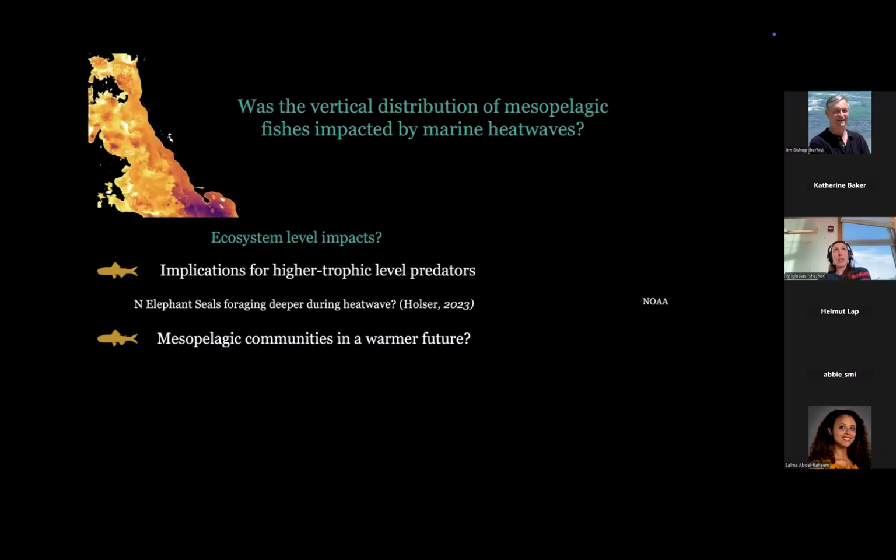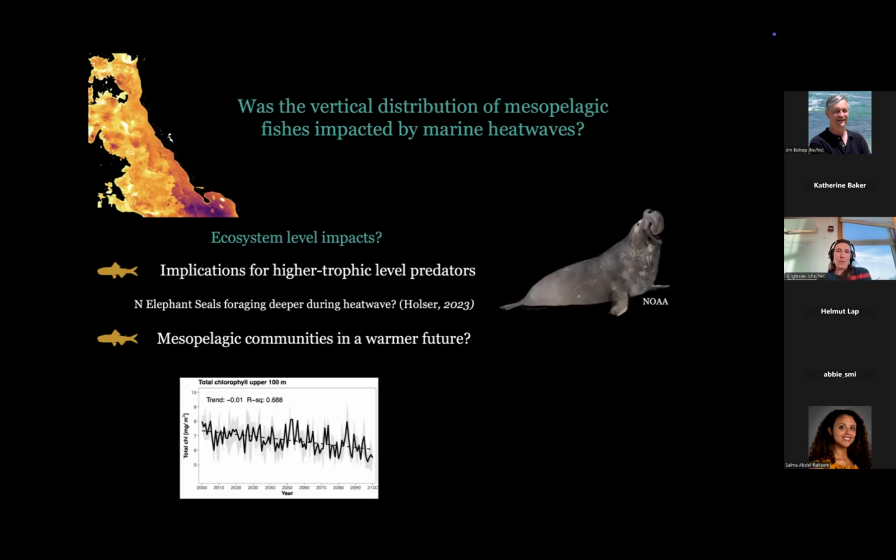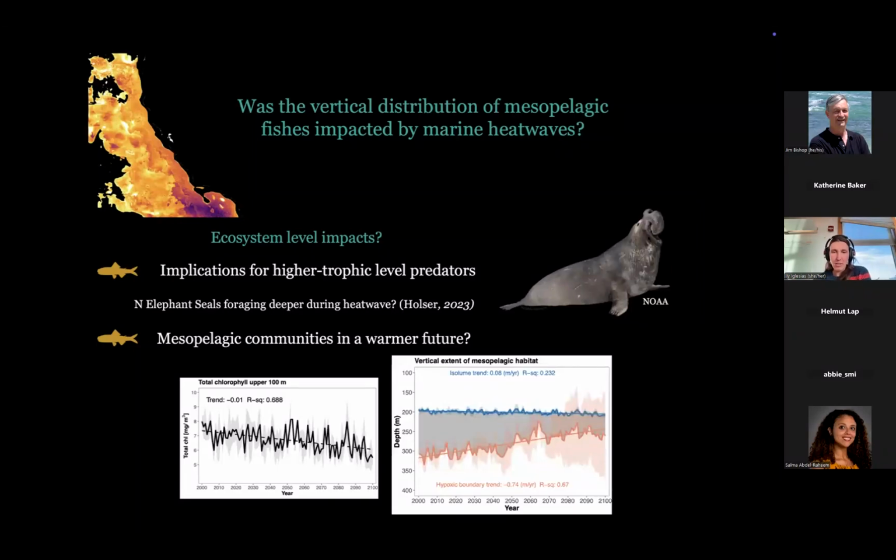So when we zoom back out and think about what the ecosystem level effects of this might be, one thing we can think about is how this may affect predator populations. And I think I saw Rachel on the call, which I'm really grateful for because I'm referencing her work here, which has shown that northern elephant seals forage deeper during this marine heat wave, and they're a known predator of mesopelagic fishes. And so it's possible that they're having to forage deeper, which may exert energetic costs on these higher level predators who are seeking prey at deeper depths.